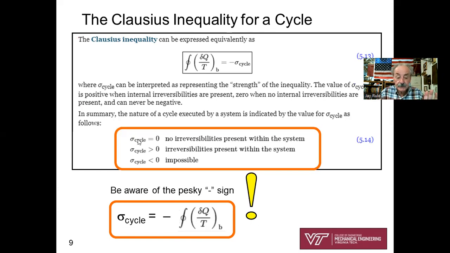Then the statements of the second law say: if sigma of the cycle is equal to 0, it's just like a Carnot cycle. It's perfectly reversible, and it's possible. If sigma of the cycle is greater than 0, it's possible and it's irreversible. If sigma cycle is numerically less than 0, that says your proposed cycle is impossible. It won't work.